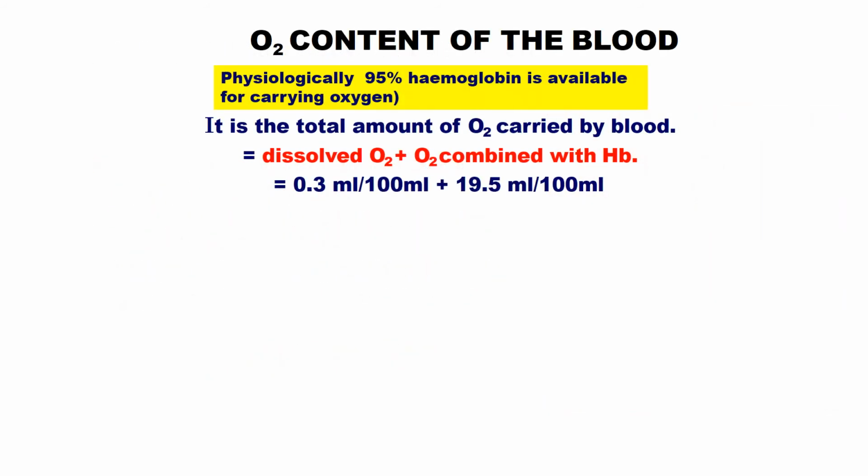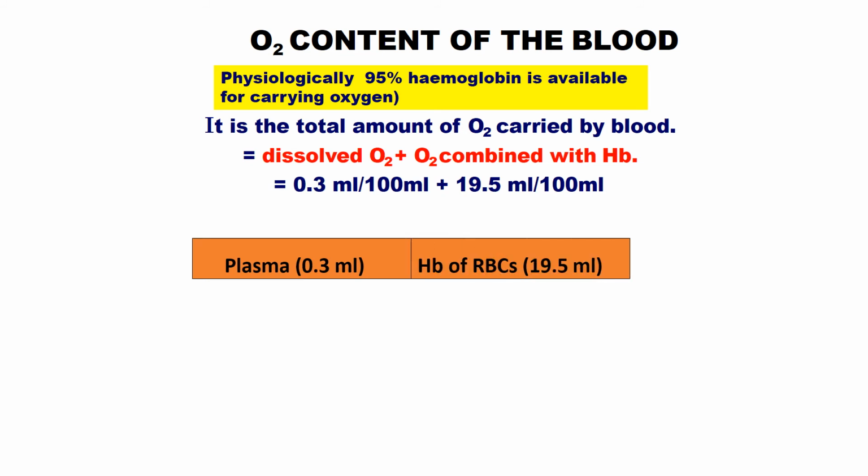Under normal physiological circumstances, the hemoglobin that is available for carrying oxygen is not 100%, instead it is 95% because of the various physiological shunts. So the total oxygen content of the blood is the amount of oxygen which is present in the blood, either in the dissolved form or combined with the hemoglobin. So 0.3 ml per 100 ml is the amount of dissolved oxygen, and 19.5 ml is the oxygen which is combined with the hemoglobin.